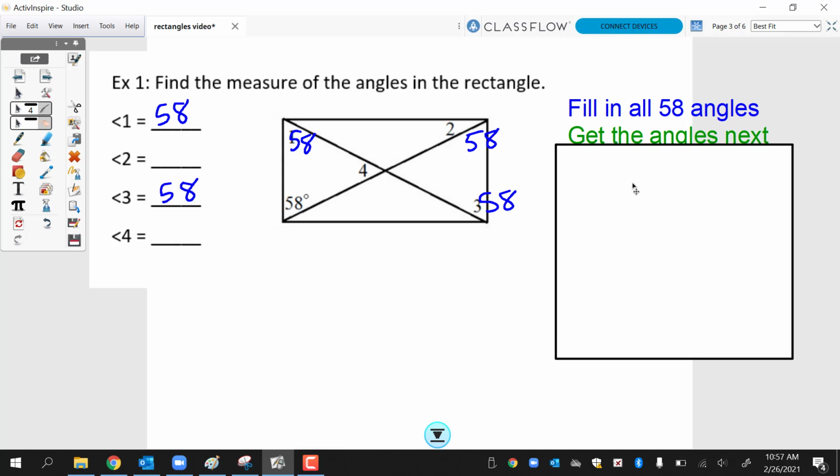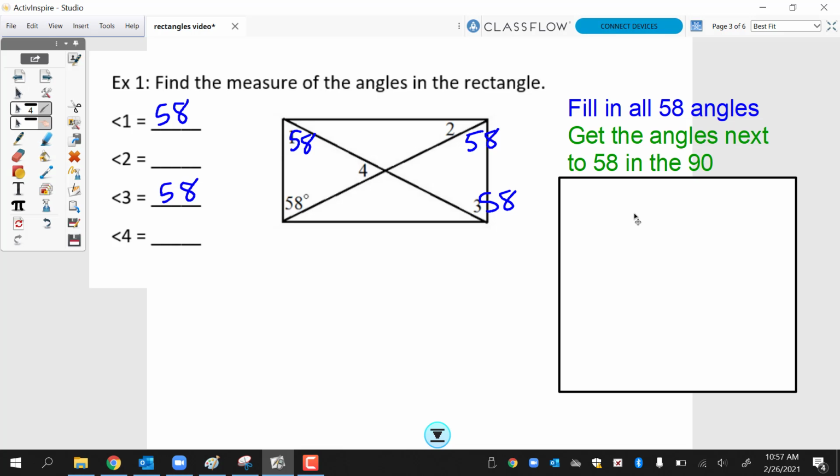The next thing, we're going to get the angles next to 58 in the 90-degree corner. So it'd be helpful if I had a pen. Here we go. I want to figure out what the angle is on this side next to 58, so I'm going to put an X over there. I know that the angles in the corner should add up to 90 degrees, so this is the equation I'm going to write.